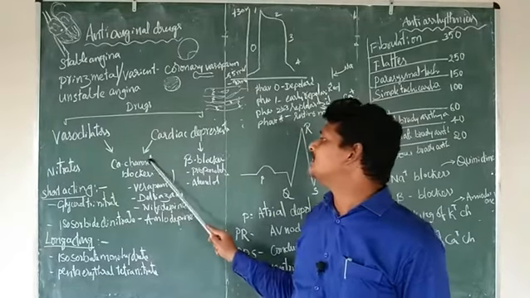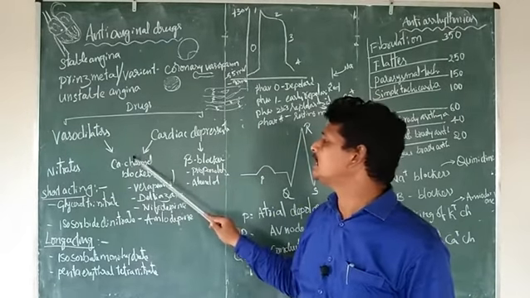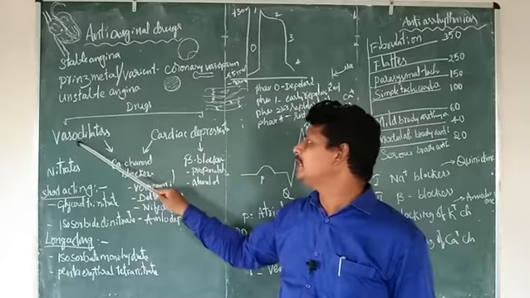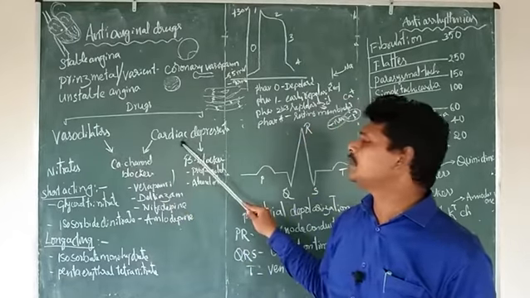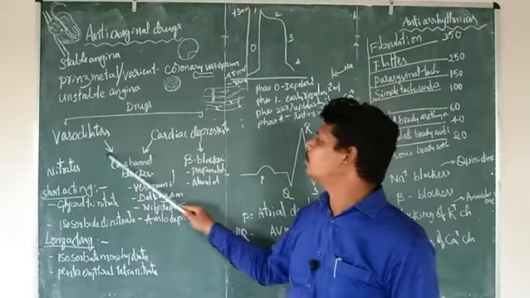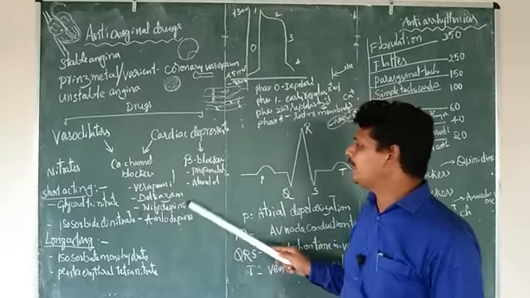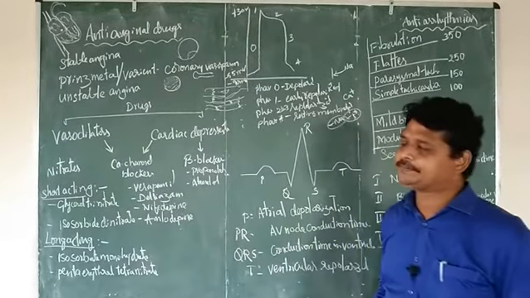Okay, so next, calcium channel blockers. Calcium channel blockers are utilized for vasodilation and for depression of the cardiac muscle, so they can show both properties. Examples are verapamil, diltiazem, nifedipine and amlodipine.